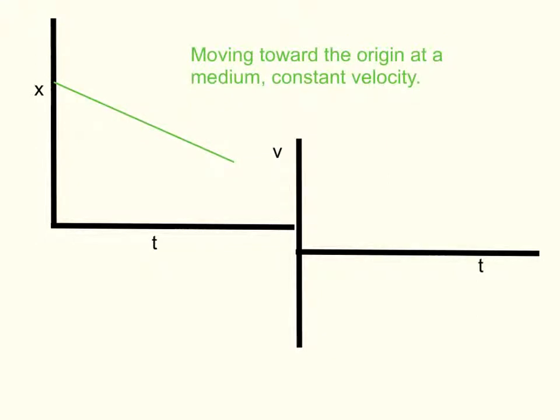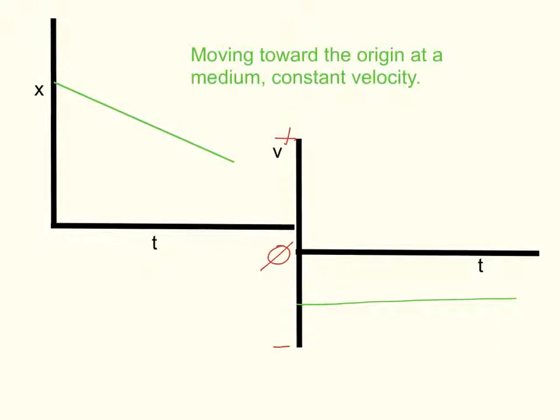In this situation, for the position time graph, we have an object that's moving toward the origin at a medium constant velocity. Since this object is moving toward the origin, the slope is negative, and therefore, when we graph this motion on a velocity time graph, we would need to put it into the negative part of the graph. The negative part of the graph is the area of a velocity time graph that is below the zero. Positive is the area above the zero. Since this object is moving with a medium constant velocity, we would go about halfway down and draw that horizontal line.